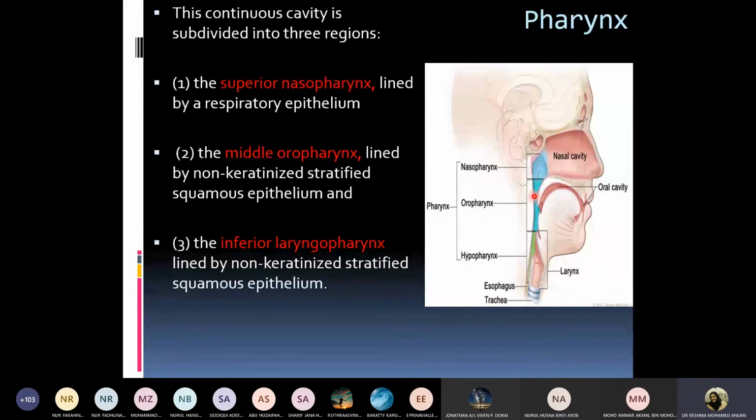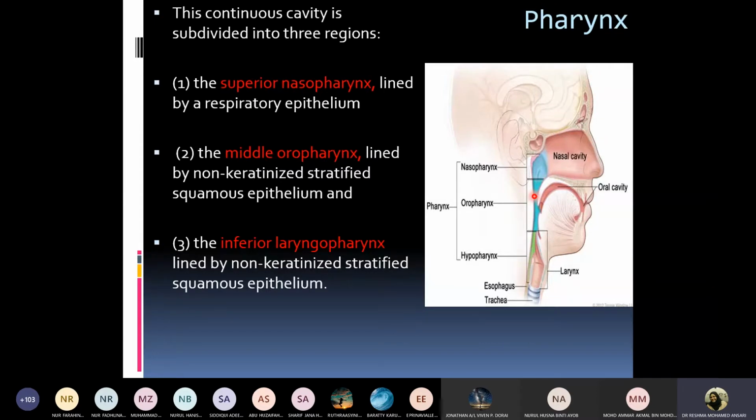Apart from this, 2 other structures in our body have this epithelium. One is the cornea, which is exposed to all your dust and particles. The second one is the vagina or the birth canal, where the baby has to be born. That also is constantly subjected to wear and tear. So you will have non-keratinized stratified squamous epithelium.